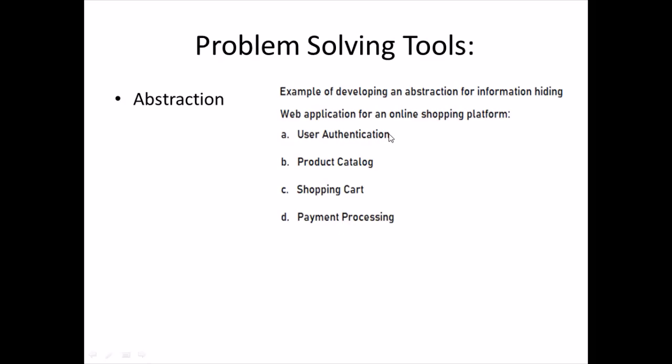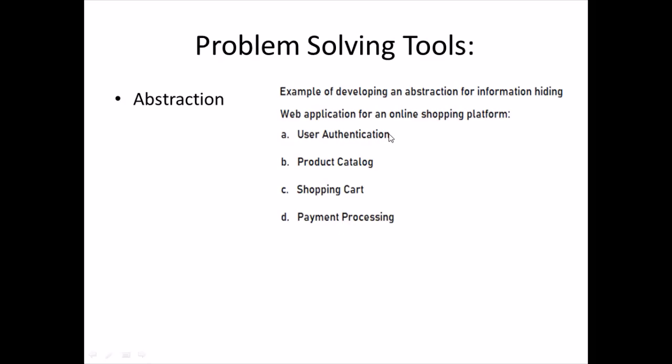Now, the second thing is the product catalog. The product catalog is another critical component of the application that manages the inventory, product information, and search functionality. By abstracting the product catalog, the details of the underlying database structure, indexing algorithms, and search algorithms can be hidden from other parts of the application, just like we said previously. The rest of the application can interact with the product catalog through interfaces that provide access to product details, search results, and inventory management methods without needing to know the internal workings of the catalog.